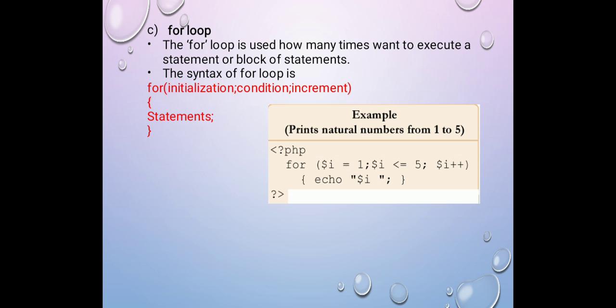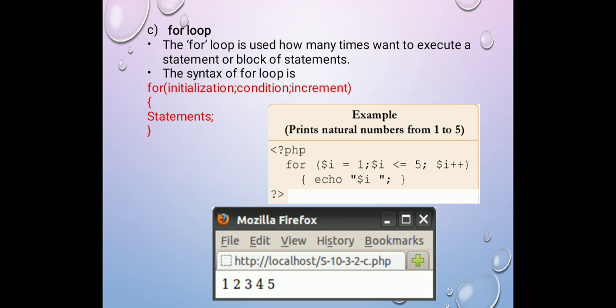And an example: <?php for ($i = 1; $i <= 5; $i++) { echo $i; } ?>. Here first the initial value of $i will be 1, then check $i less than or equal to 5. If it is true, go to the body of the loop, that is echo $i. The value of $i is 1, so 1 will be printed. Then go to the increment expression, $i++, so the value of $i will be incremented by 1 and become 2. Then check the condition 2 less than or equal to 5. If the condition is true, go to the body of the loop. Then the output will be 1 2 3 4 5.